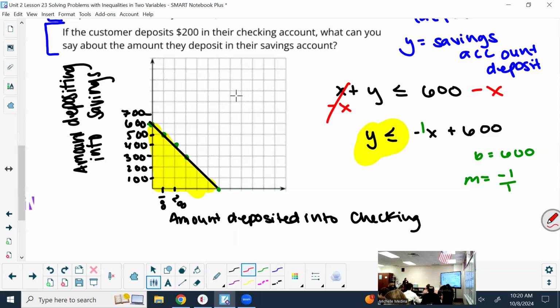400, 100. That would be here, and it's in the shaded area, right? So that is a solution. That would be 400 deposited into the checking, 100 deposited into the savings. Right? Okay. Table 6, can you tell me another solution?